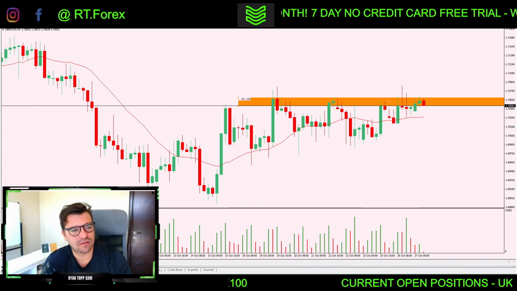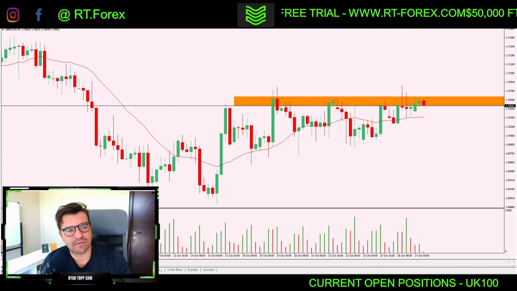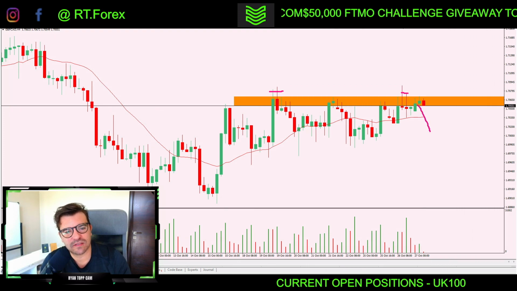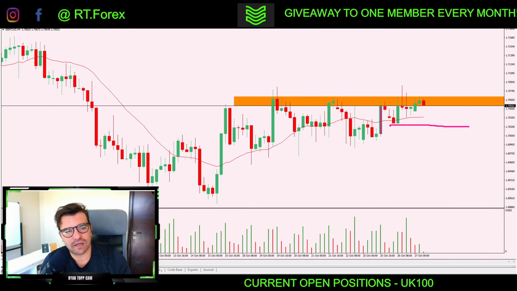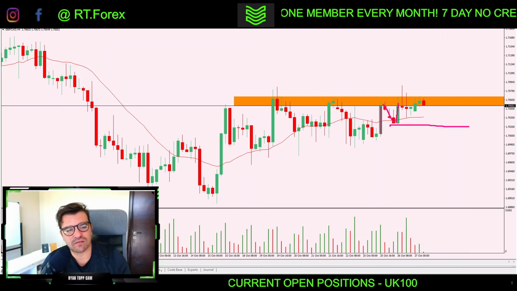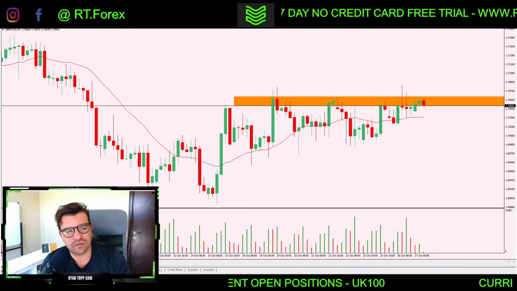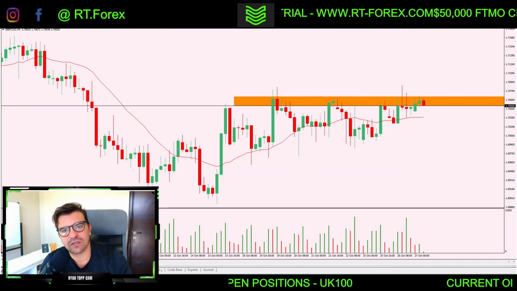I'm considering this probably the most respected area. A few wicks to the upside. But sellers aren't taking control here. We've had our low, almost a rising three pattern as well, which is known as an igniting pattern, which is good. Added a little bit of confluence. Let's have a look at the weekly.